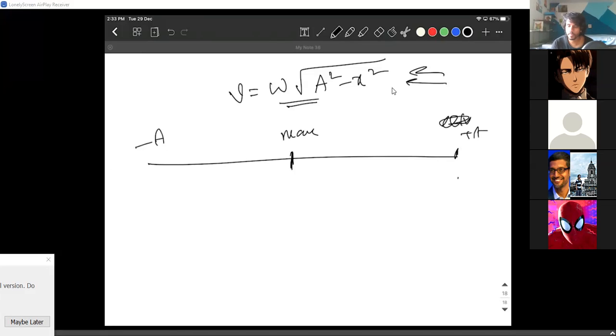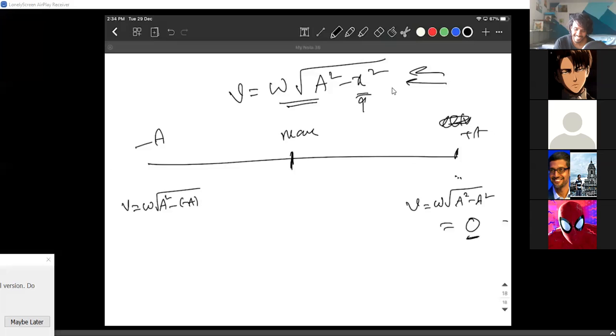Let us talk about the speed at the extreme. Let us put x equal to a. What do I get? v equals omega into root over a square minus a square. What am I getting? The speed as zero. If I put x equals minus a, what do you get, Aditya? Zero only, sir. So it is again zero, even though you have a minus, you square it, so it is zero.